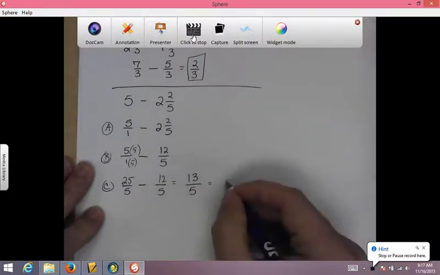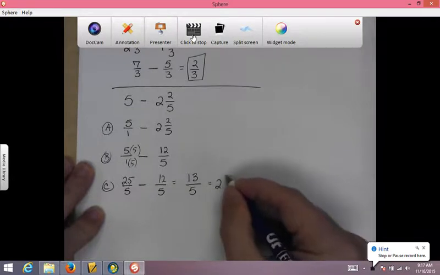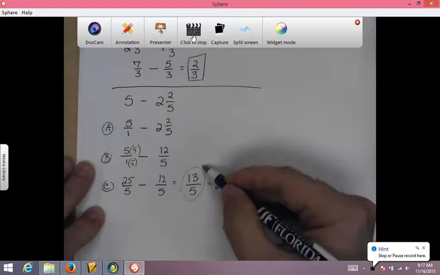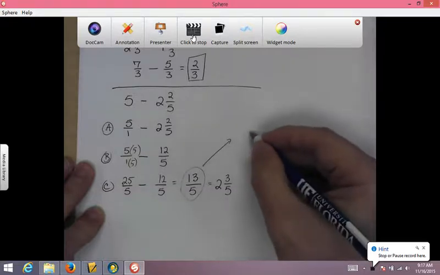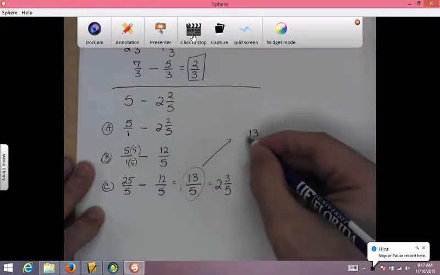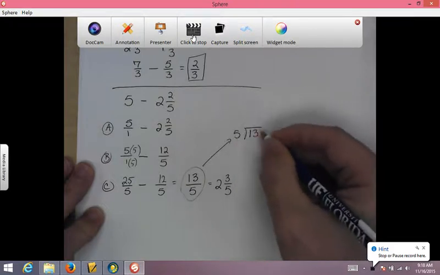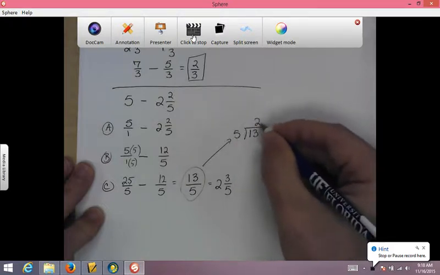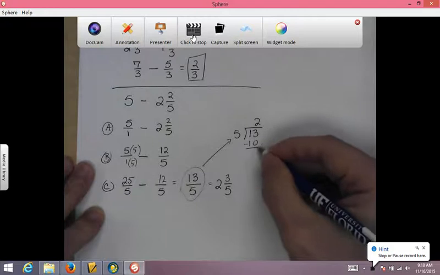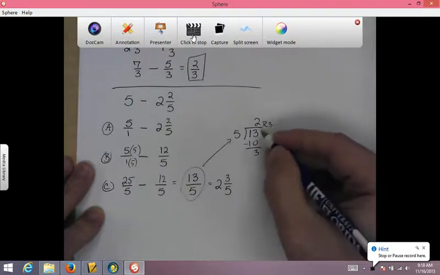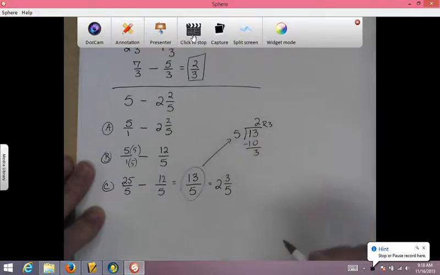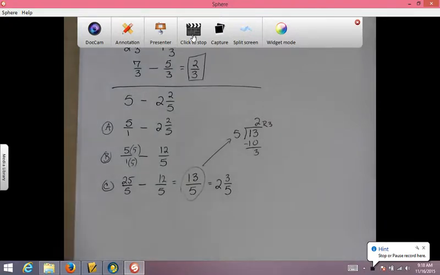5 goes into 13 twice with a remainder of 3. Denominator stays the same. And in case you're wondering, I did this long division style. Top number in the box, 5 went into 13 twice, and the remainder was 3. That's the whole number, that's the new numerator, and that's adding and subtracting with mixed numbers.